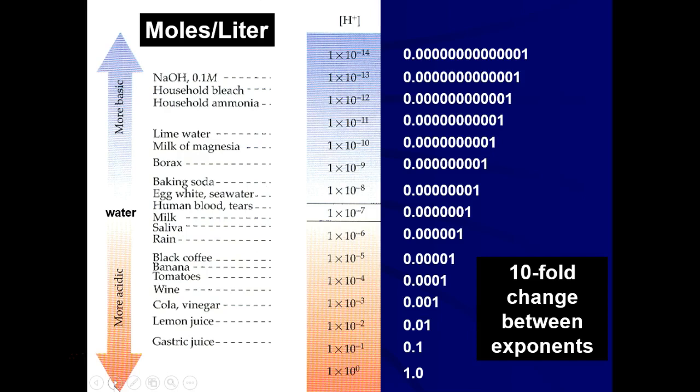Now, the one that's the biggest, as you can see, is stomach acid, which has about a tenth of a mole of hydrogen ions in it.